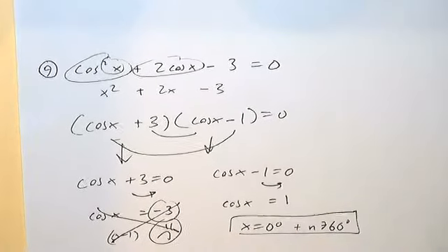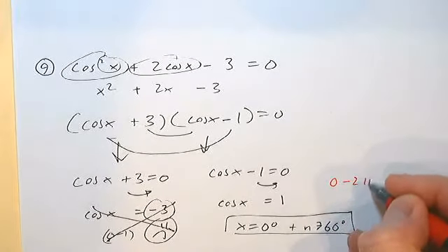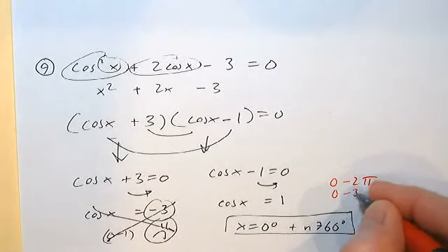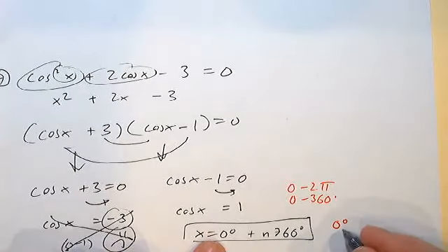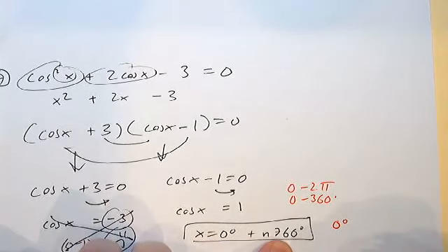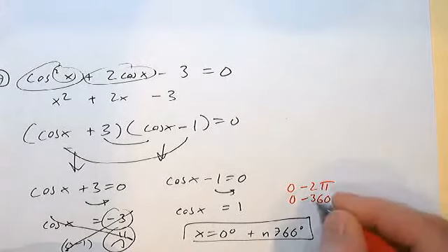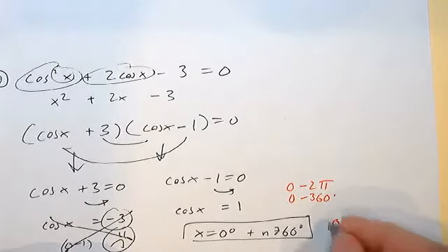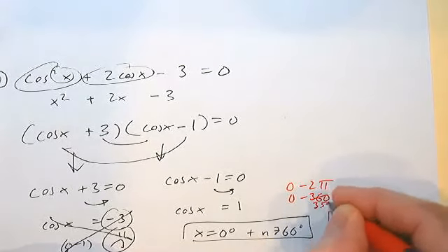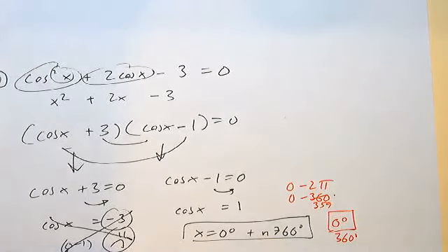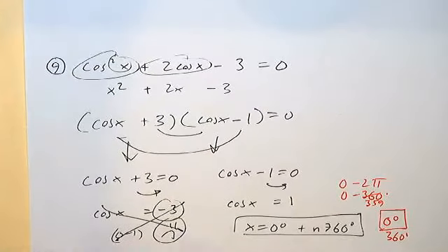But if they actually said, can you tell me the answers from 0 to 2 pi or from 0 to 360 degrees? Okay, let's start writing them. 0. Oh, I guess that's it, because if you add 360, I'm already at the limit. If you want to write 360 again, you could, but that's the same angle. So we'll just say 0. Technically, it's actually 0 to 359, because 360 is the same thing. And there's how you do all the stuff.